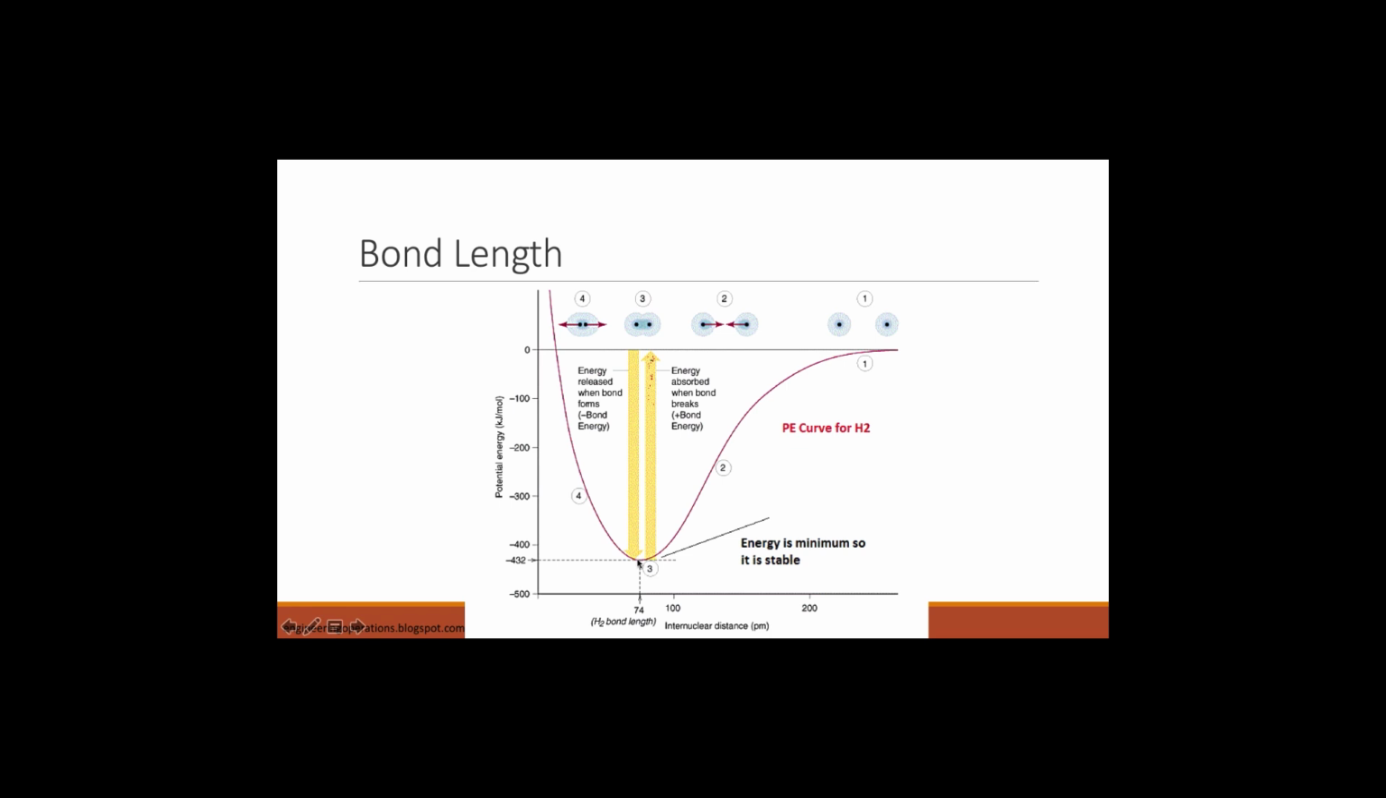If we were to continue to move the atoms towards each other, we'd start to see an increase in potential energy as the repulsive forces begin to override the attractive forces. Notice also that when we get to this optimal length, the potential energy difference that we see here is our bond energy. In other words, it's the amount of energy released when the bond is formed or the amount of energy required to break the bond.